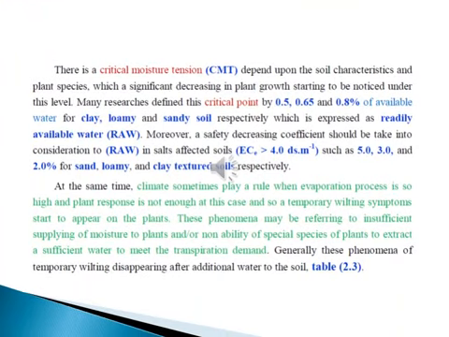There is a critical moisture tension that depends upon the soil characteristics and plant species, under which a significant decrease in plant growth starts to be noticed. Many researchers define these critical points as 0.5, 0.65, and 0.8% of available water for clay, loamy, and sand soil respectively, which is expressed as readily available water.